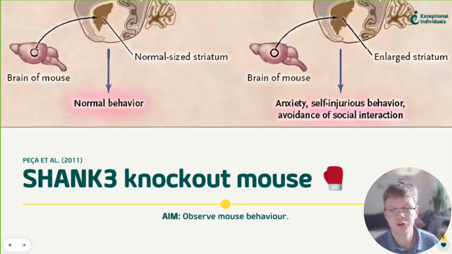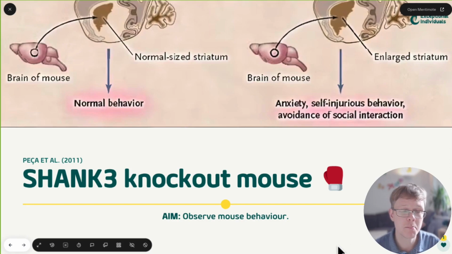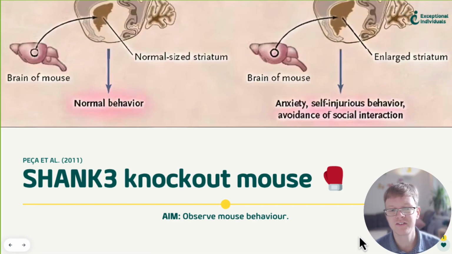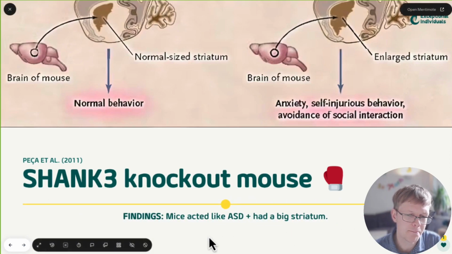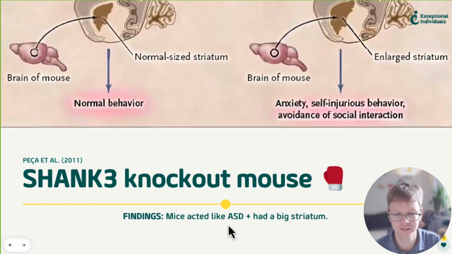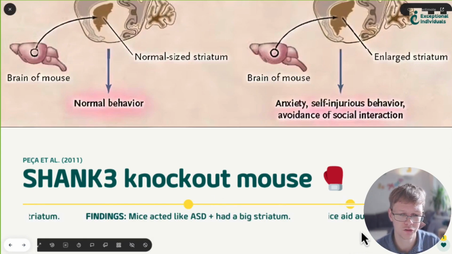There was a study done in 2011 to observe the behavior of knockout mice which have had the SHANK3 gene turned off. They found that the mice acted like they had autism, and had big striatums. So while not directly autism, a lot of the characteristics were very similar, and all of those mice had big striatums. This is interesting, right? Because we know that autistic children have bigger brains. And mice with similar characteristics of autism also have a few more neurons kicking around.